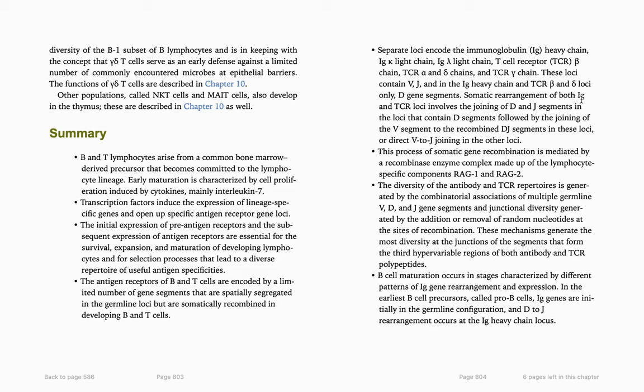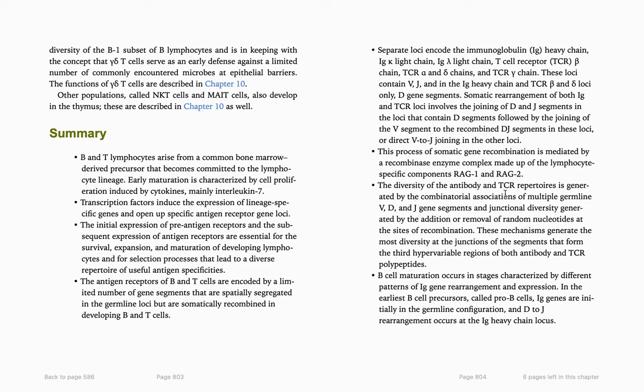Somatic rearrangement of both IG and T cell receptor loci involves joining of D and J segments in the loci that contain D segments, followed by the joining of a V segment to the recombined DJ segment in these loci, or direct V to J joining in other loci. This process of somatic gene recombination is mediated by a recombinase enzyme complex made up of the lymphocyte-specific components RAG1 and RAG2.